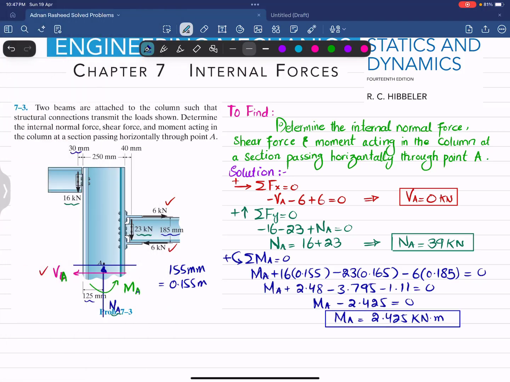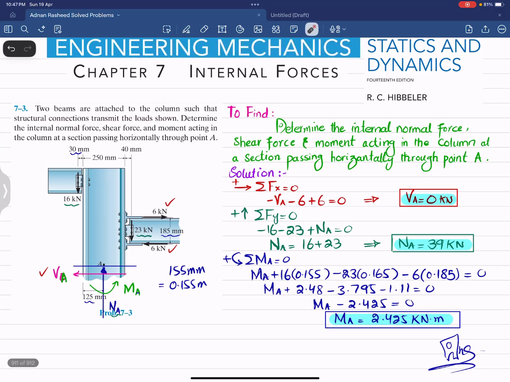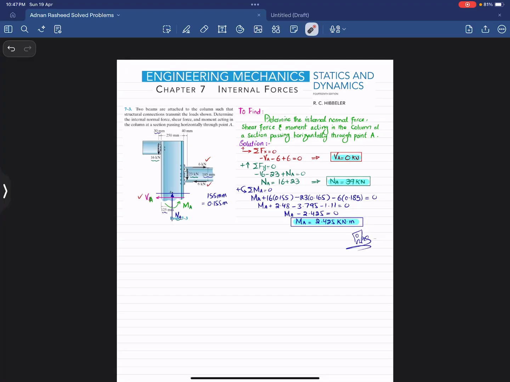So what we are getting is that you are getting internal shear force, internal normal force, and internal moment at point A, which are the answers of our required problem. And with this, it was all about this problem 7-3.